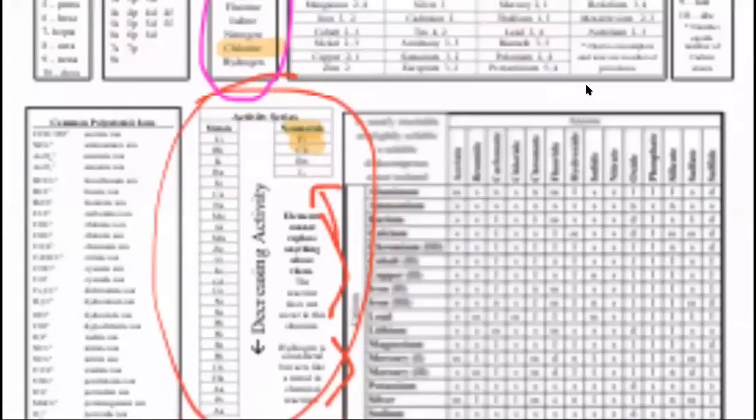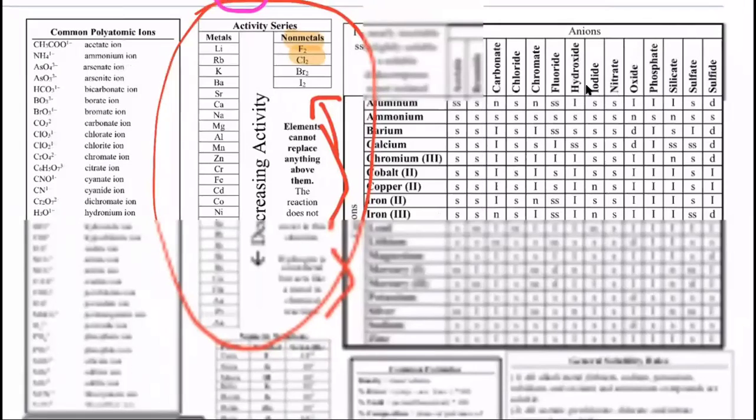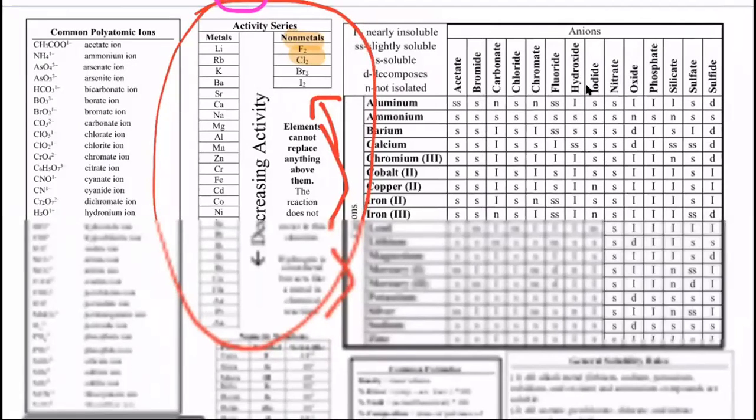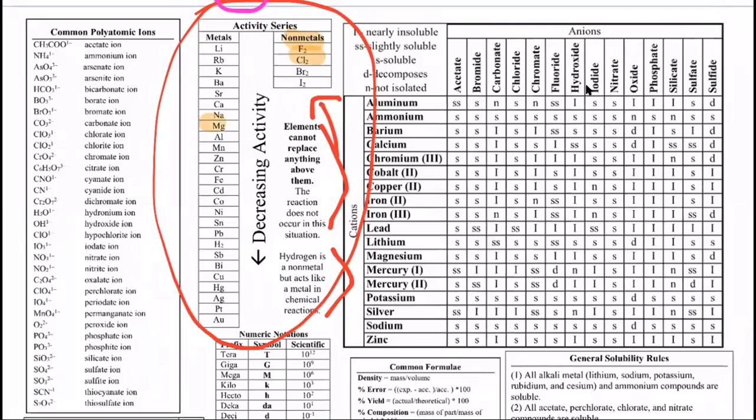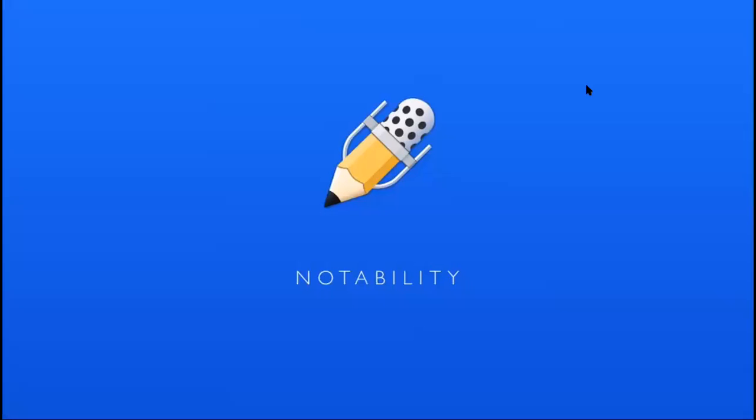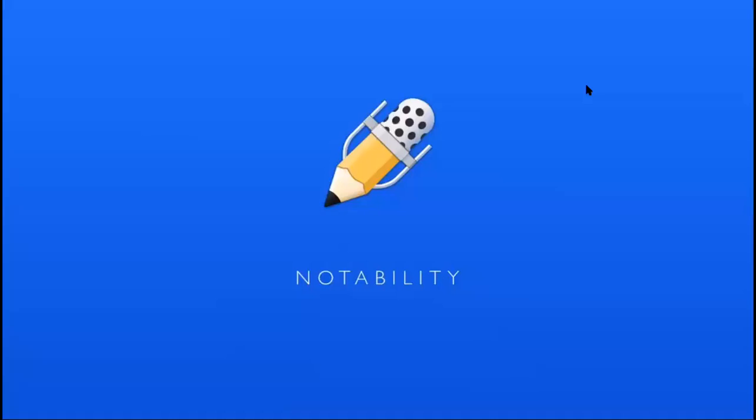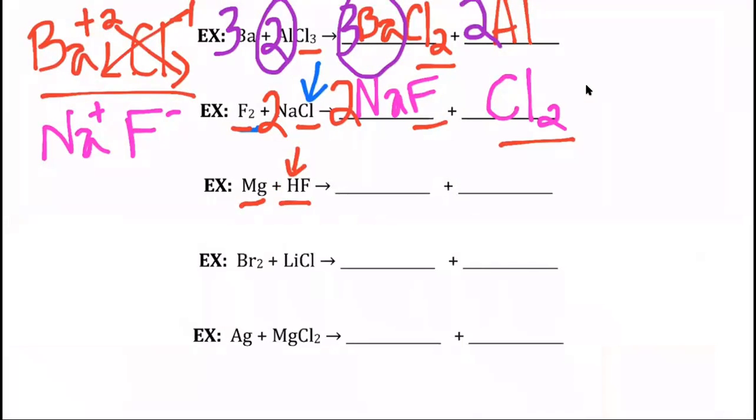So let's come look on our activity series and see, is Mg above H? Here is Mg. And then hydrogen, which notice they have it as H2 because they're reminding you that if it gets kicked out, it's going to be H2 because it's diatomic. So Mg, it definitely is above H. It's way above H. Okay. So that means that it is going to get kicked out. Oops, let me click on that. So Mg is going to kick out H.